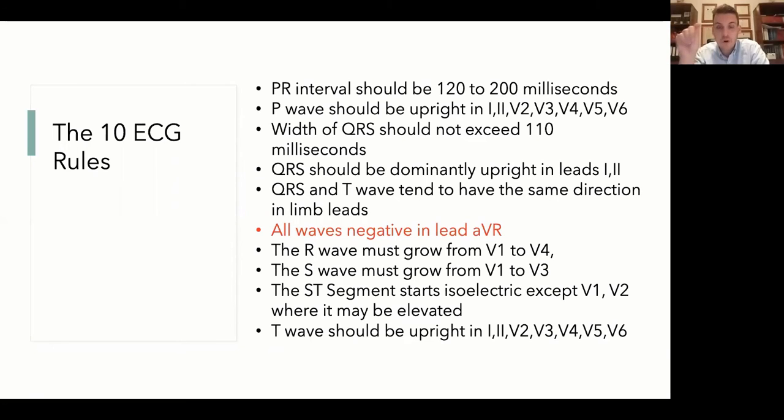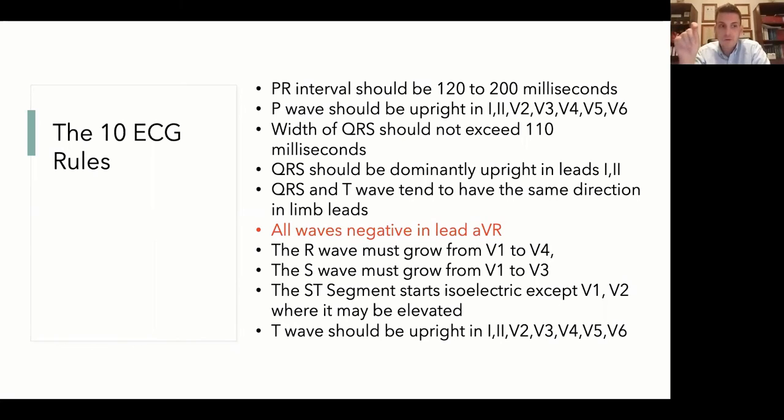Keep in mind that all waves can be negative in the lead AVR, and that is not necessarily pathological. If you see a P wave that is negative in the lead AVR, that does not mean that the patient has a rhythm abnormality. It's just because the presentation of the heart in that lead is formed that way. Now, QRS wave rules: they must grow from V1 to V4. The ST segment should start isoelectric.